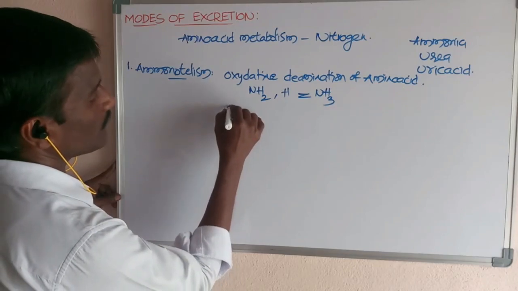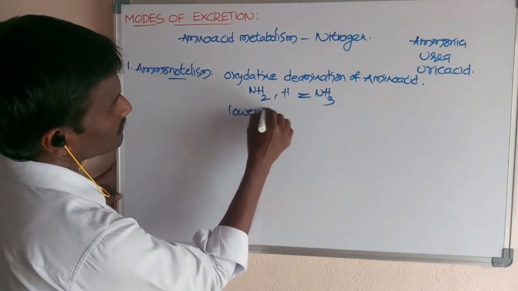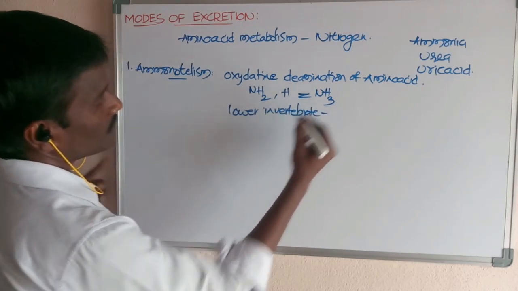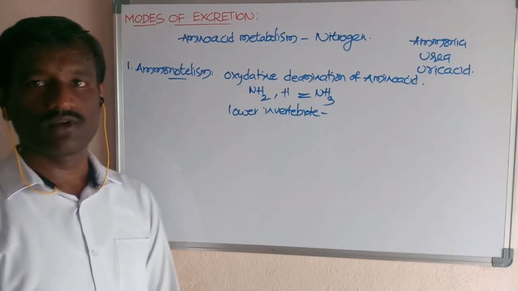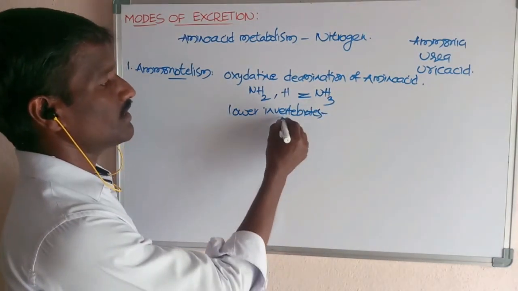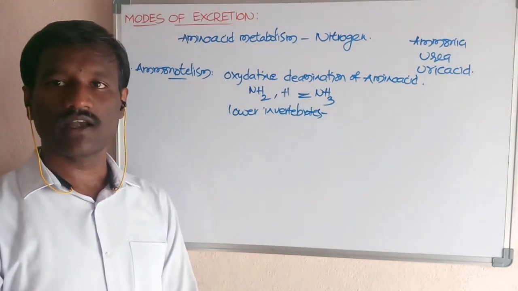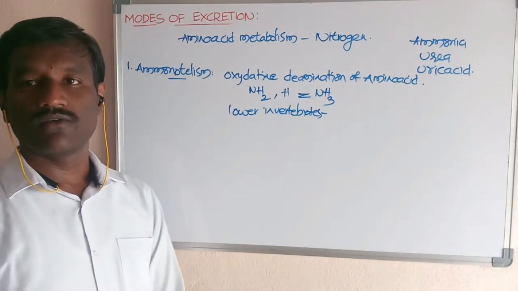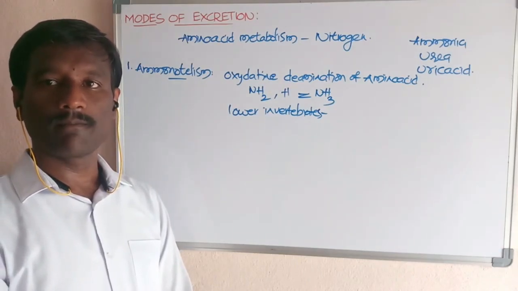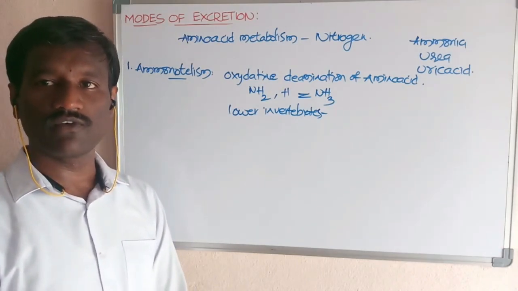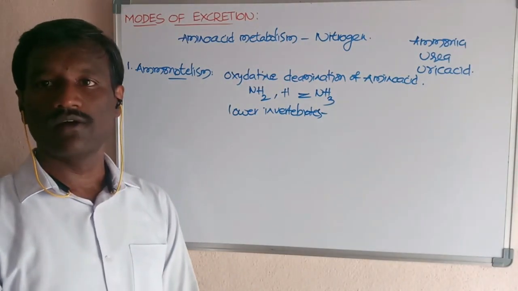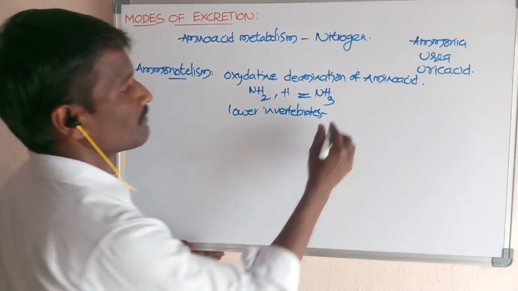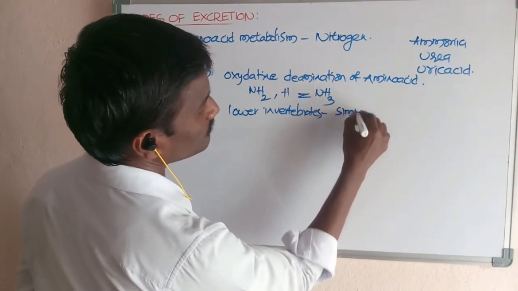If you observe the lower invertebrates, meaning animals that do not have a backbone or vertebral column, for example animals belonging to phylum Porifera, phylum Cnidaria, and phylum Ctenophora, these animals eliminate ammonia by simple diffusion.